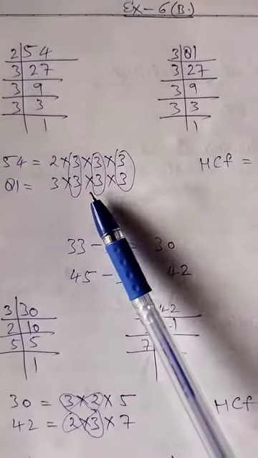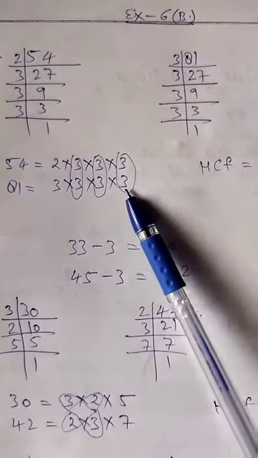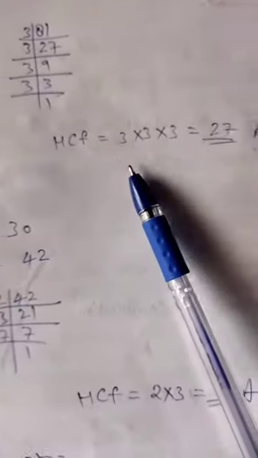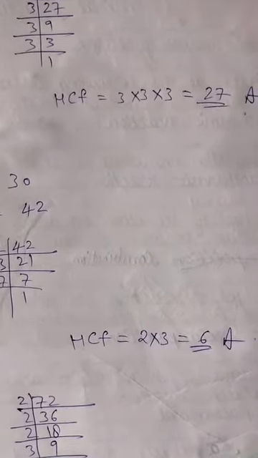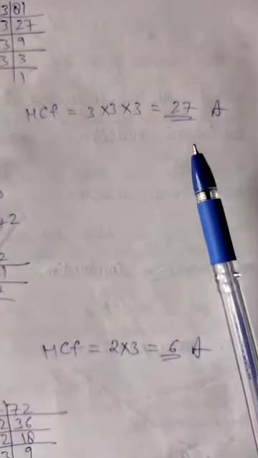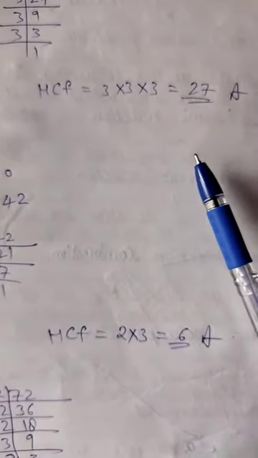Now you will pick out the common numbers. So you will find that 3 and 3 and 3, or 3 times 3 times 3, are coming common. So you will write and multiply this. 3 into 3 into 3, that is 27. So your HCF is 27. This is the answer.